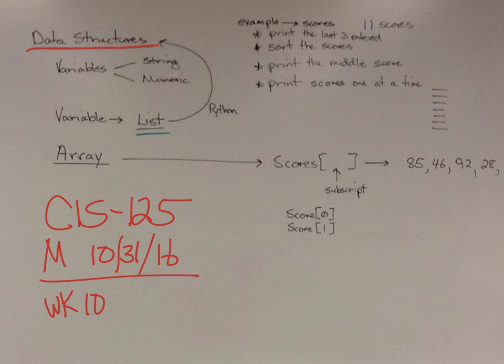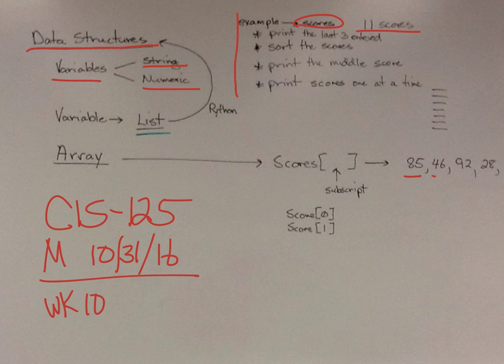And we did it with an example. What we did was we talked first about variables. We have string variables and numerics. And then we gave an example. What if you had a whole bunch of scores? In fact, what if you had 11 scores?